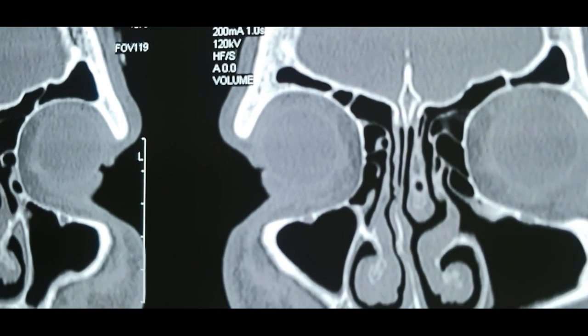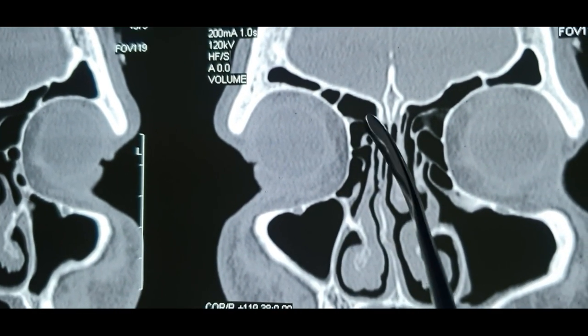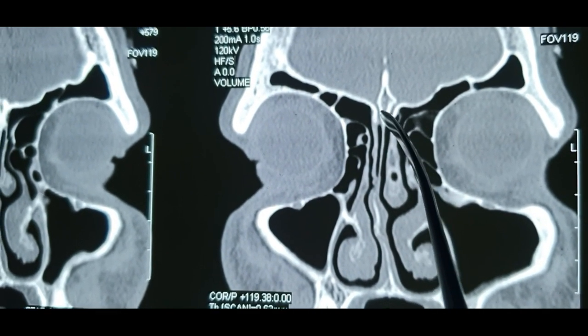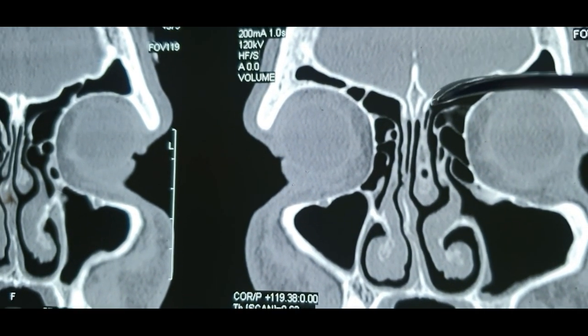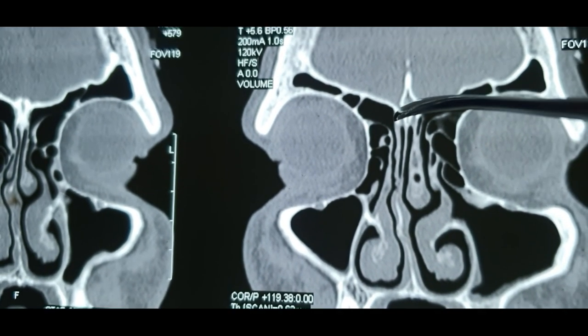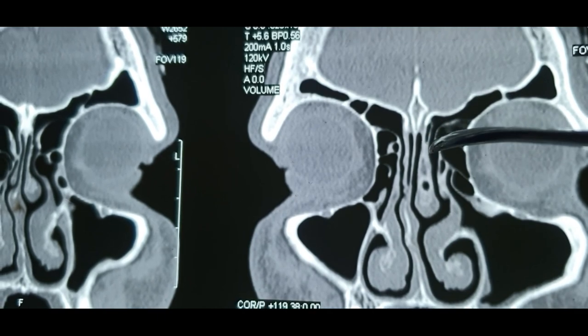This was the crista galli. Okay, this was the crista galli. This was the cribriform plate over here. See this vertical white structure you can see? This is a middle turbinate.